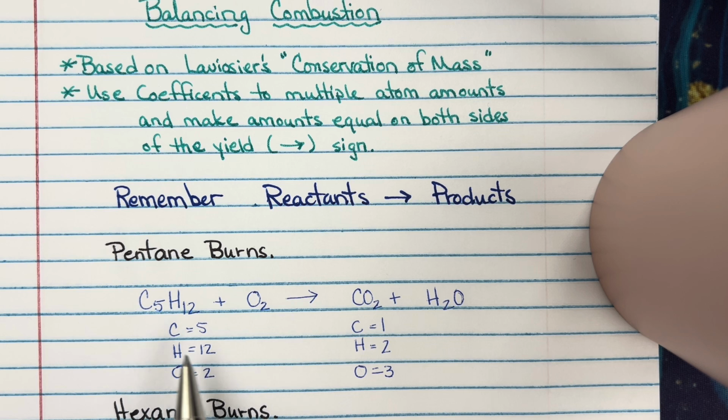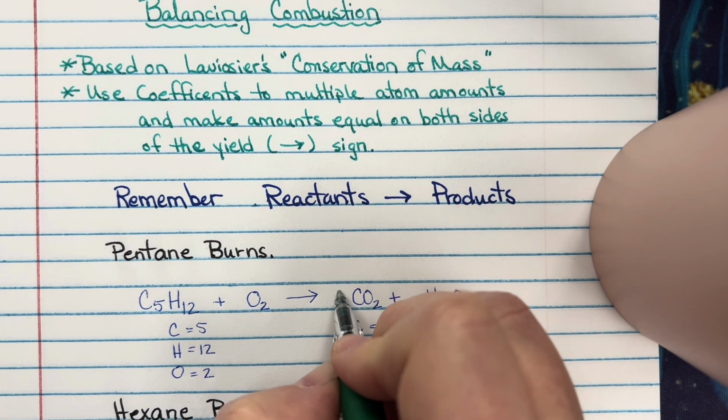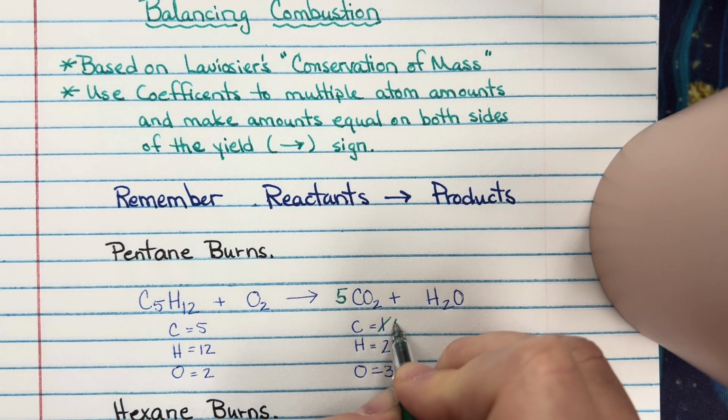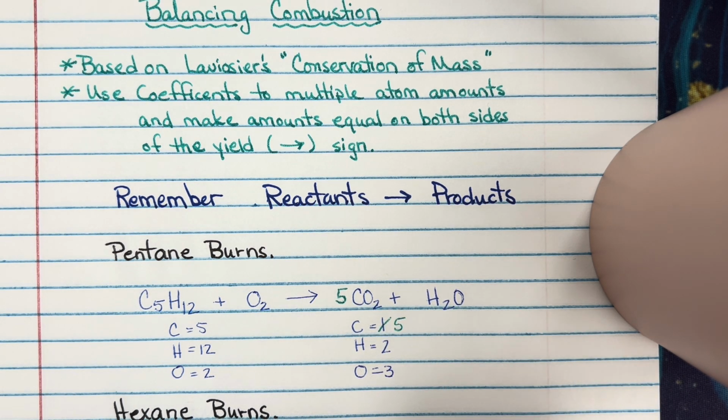Start off with your carbon. I have 5 on the reactant side, 1 on the product. We're going to go ahead and put in a 5 by my carbon dioxide. That will give me 5 carbon. Now it does change my oxygen. I now have 10 here plus my 1 here.